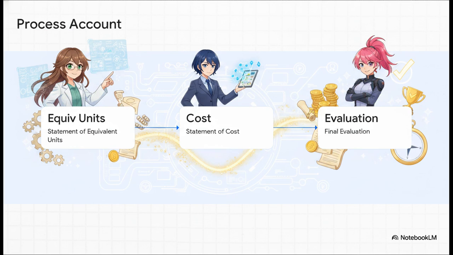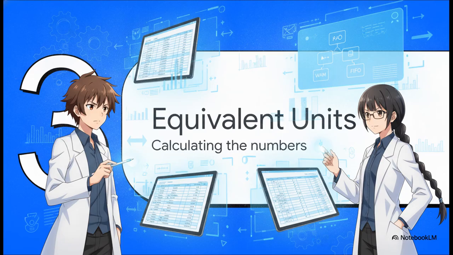Now, no matter which manager is running the floor, to prep a process account, you've got to follow the holy trinity of process costing steps. Step 1, the statement of equivalent units. Step 2, the statement of cost. And Step 3, evaluation. Consider this your personal roadmap for exam success. If you just follow these 3 steps in this exact order, you literally can't get lost. Section 3. Calculating equivalent units. Let's jump into Step 1 and break down those dense accounting tables piece by piece.